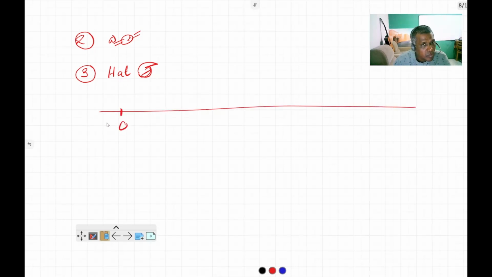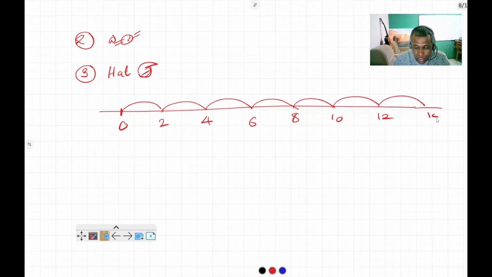Start with 0. Each and every 2, that means skipping 2. First skip is 2. Second one is 4. Third one is 6, 8, 10, 12, 14. Like that I am wearing my watch.